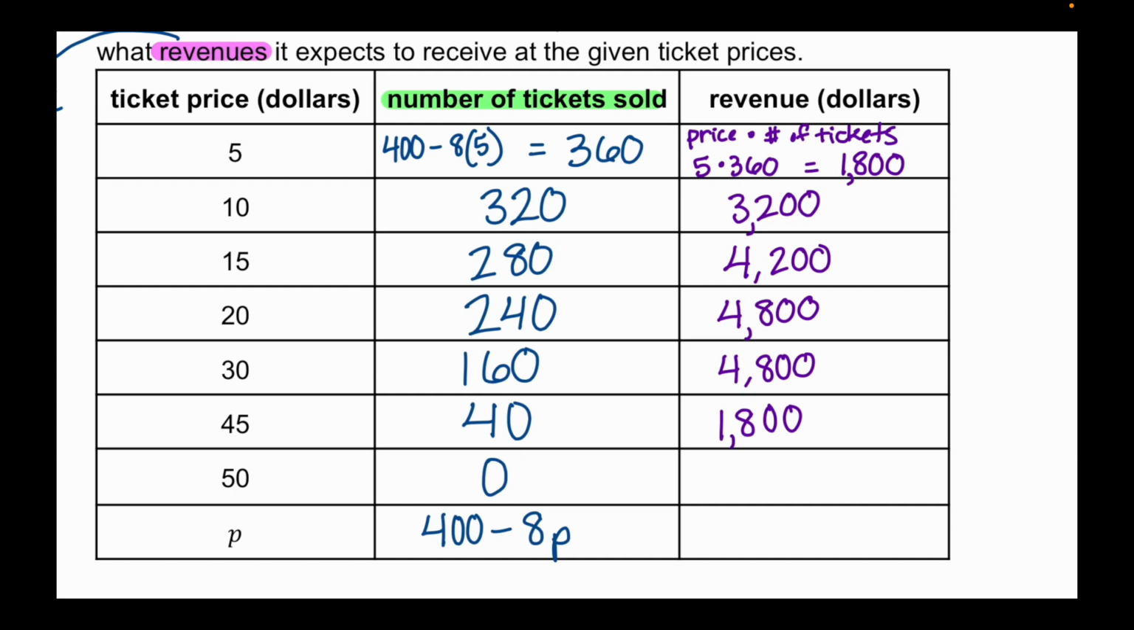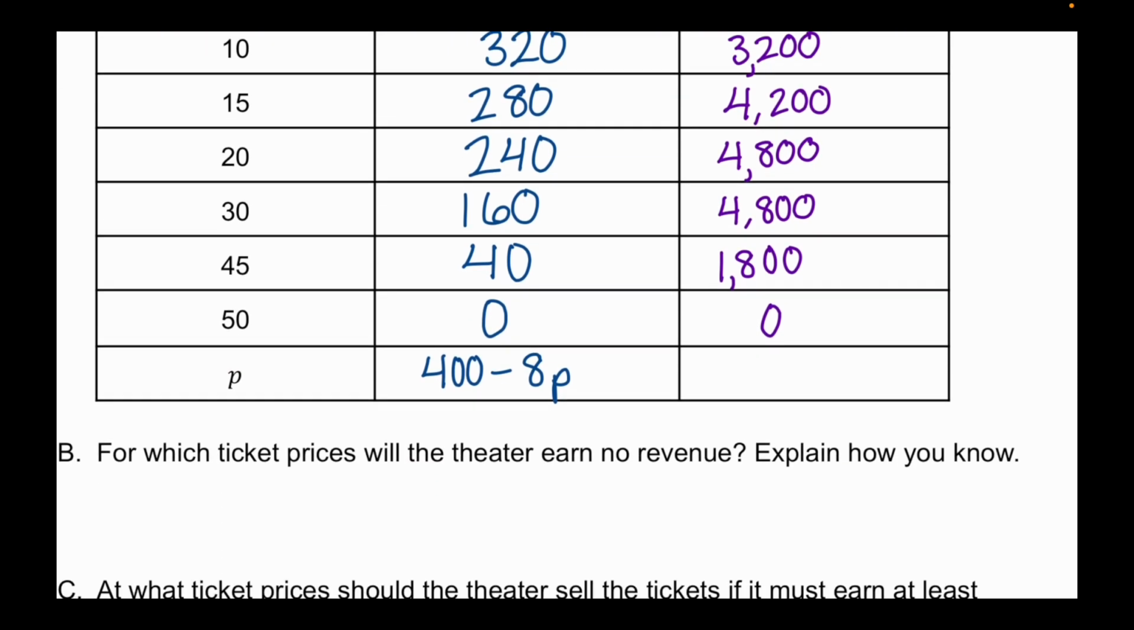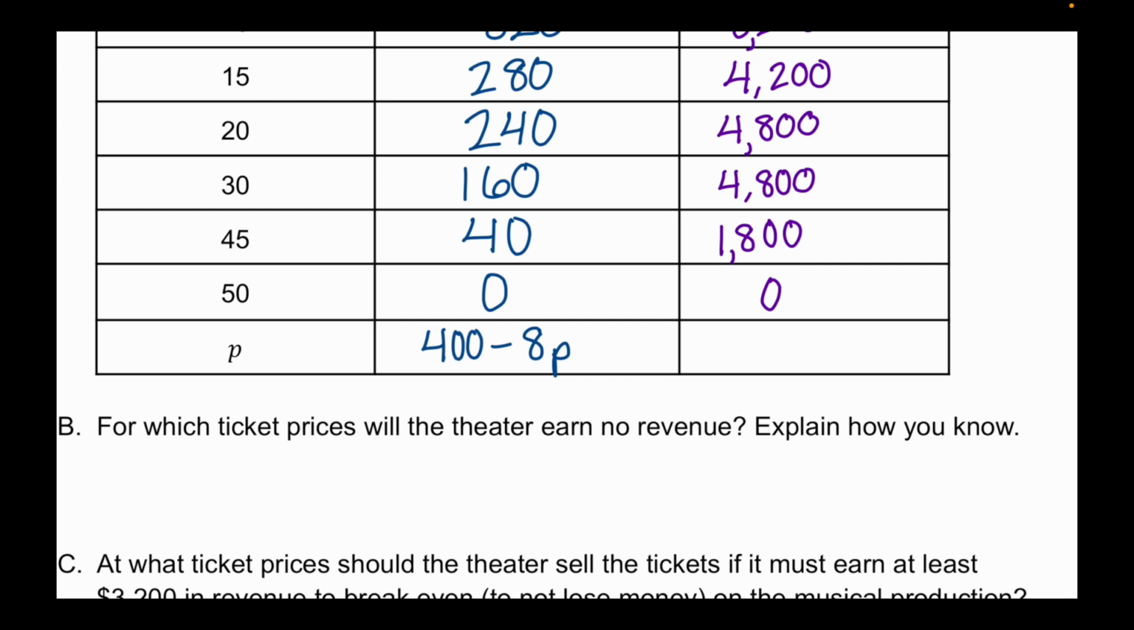Even if it's 0 times 50, it is still 0 money they would make because they're not selling any tickets. But what am I doing here if I'm writing this in terms of p and 400 minus 8p? Then what goes in this box is the price multiplied by the number of tickets, which is 400 minus 8p.